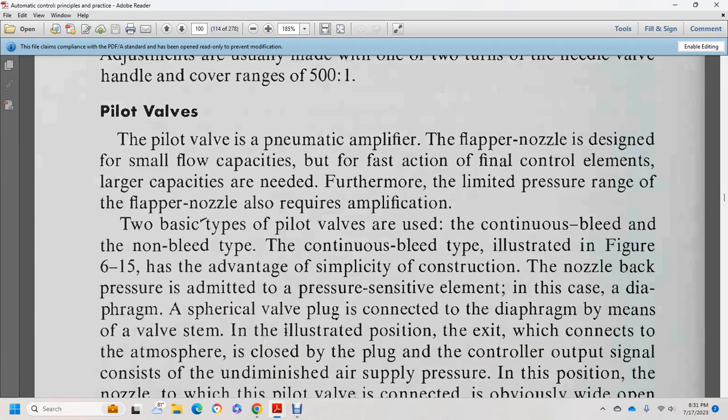Pilot valves. The pilot valve, a pneumatic amplifier with a flapper nozzle, is designed with a small flow capacity. Fast-action final control elements have larger capacity and limited pressure range, so the flapper nozzle requires amplification.